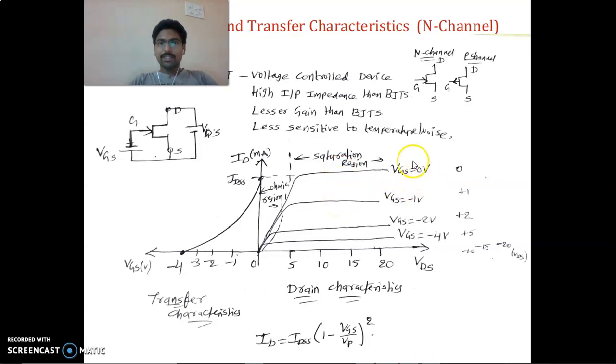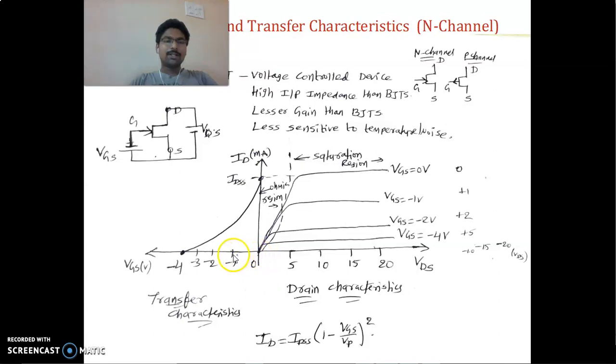So like this, if VGS is equal to 0, this is the current curve, and as you increase the VGS voltage to more negative, the current is going to decrease. The same thing can be reflected in the transfer characteristics. See, this one is the drain characteristics and this is the transfer characteristics. Transfer characteristics is nothing but a plot between the input parameter and output parameter. Here the input parameter is VGS and the output parameter is the drain current.